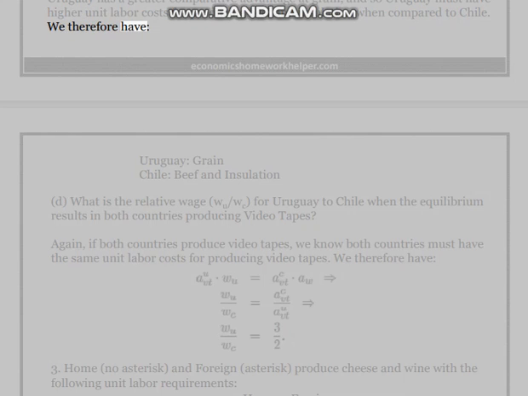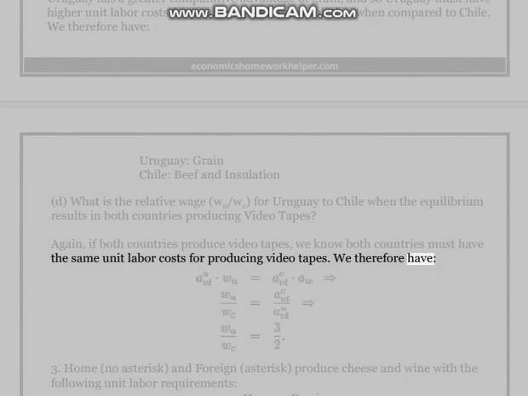We therefore have: Uruguay, grain; Chile, beef and insulation. D. What is the relative wage, WU/WC, for Uruguay to Chile when the equilibrium results in both countries producing videotapes? Again, if both countries produce videotapes, we know both countries must have the same unit labor costs for producing videotapes.